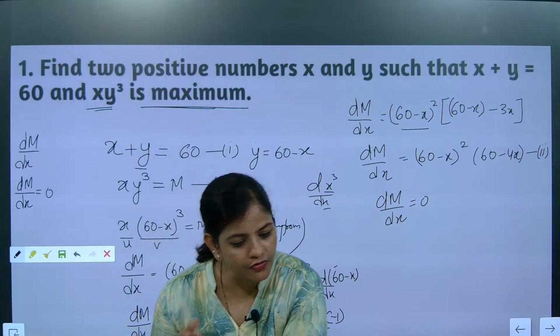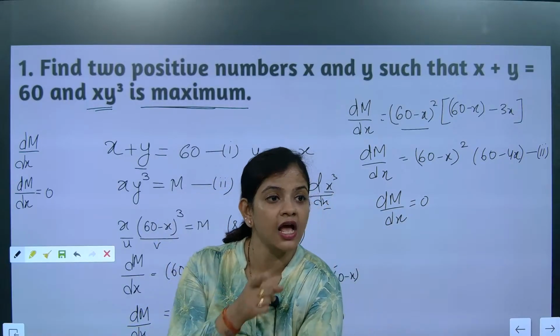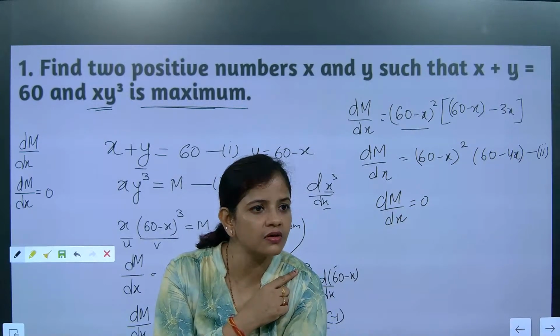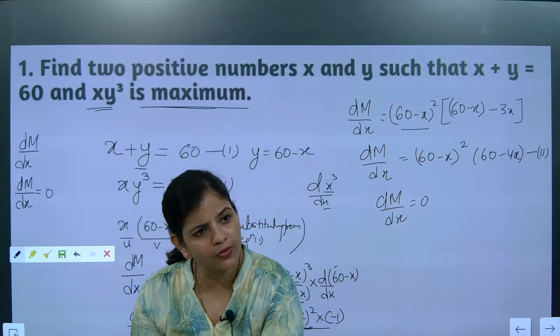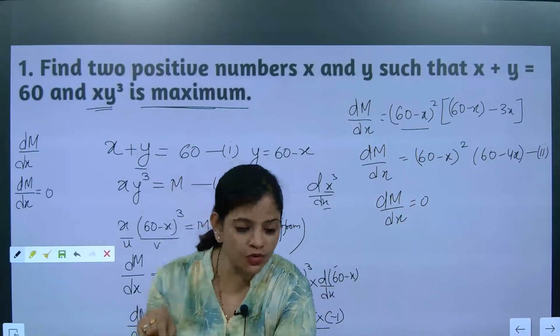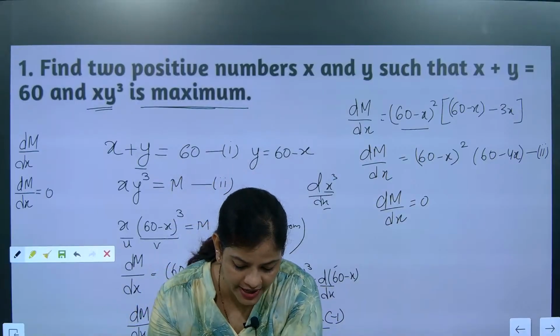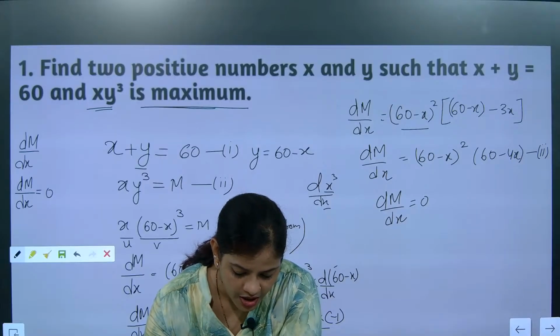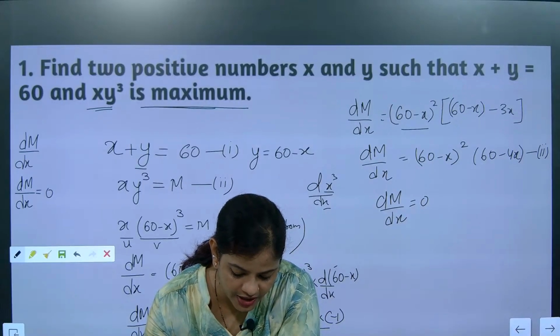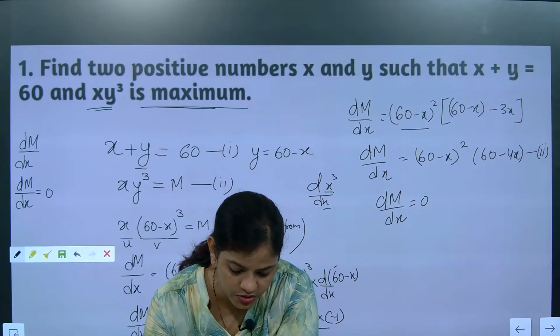Yeah, in terms of y also you can take. I solved it... yeah, if you take in terms of y also, no problem. But if you take in terms of x, in terms of y, anything you can take. I took in terms of x. Okay, I took in terms of x, beta. You can take in terms of x and y both.